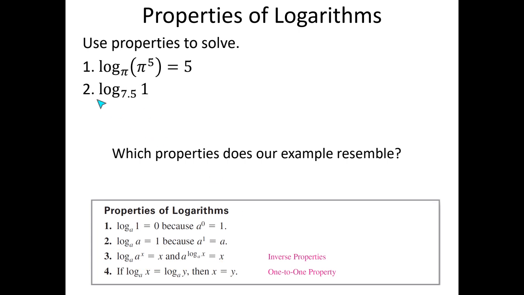And here I have log of 7.5 is equal to 1. I'm sorry, let me say that again. So log base 7.5 of 1. And so if we look at our properties, we have property number 1. If you have a 1 here, then your answer is just going to be 0. Okay. Here we have log base 90 of 90. So if these are the same, then we're looking at property number 2. We have A and A. So our answer would just be 1.